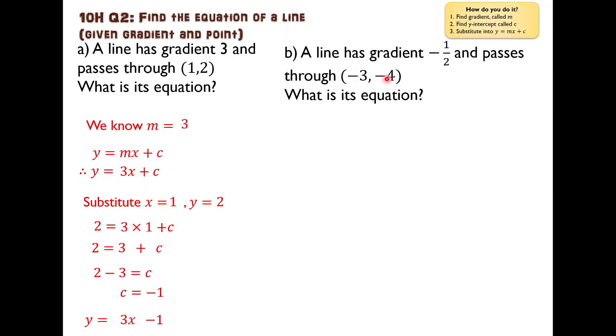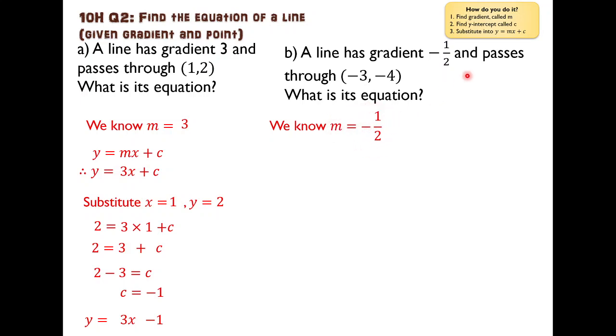You might see why this one is a bit trickier. Two reasons. Number one, fraction. Number two, negative signs. But we're just going to follow the same strategy. The question tells us the gradient. It tells us that the gradient m is negative 1/2. So if the question tells you something, write it down as an equation.